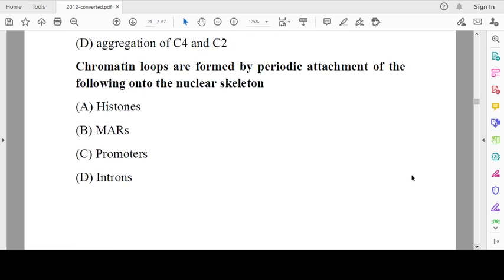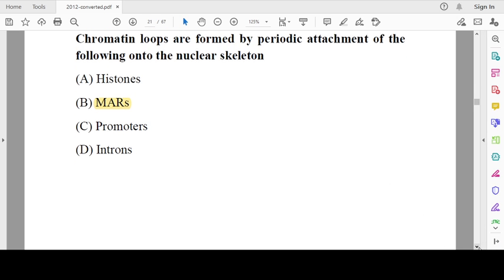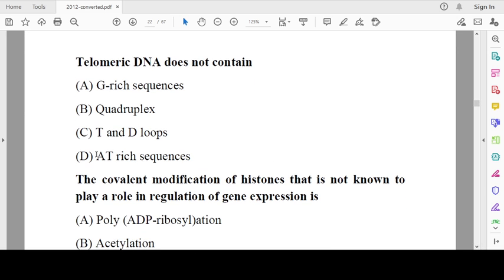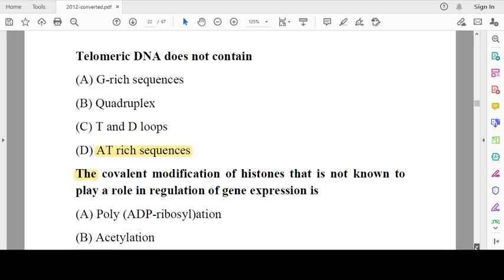Chromatin loops are formed by periodic attachment of DNA to the nuclear scaffold. It is MAR, the matrix attachment region, and it provides a scaffolding protein. The telomeric region doesn't contain AT-rich sequences. It has G-rich sequences and quadruplex structures, and it forms a T-loop.